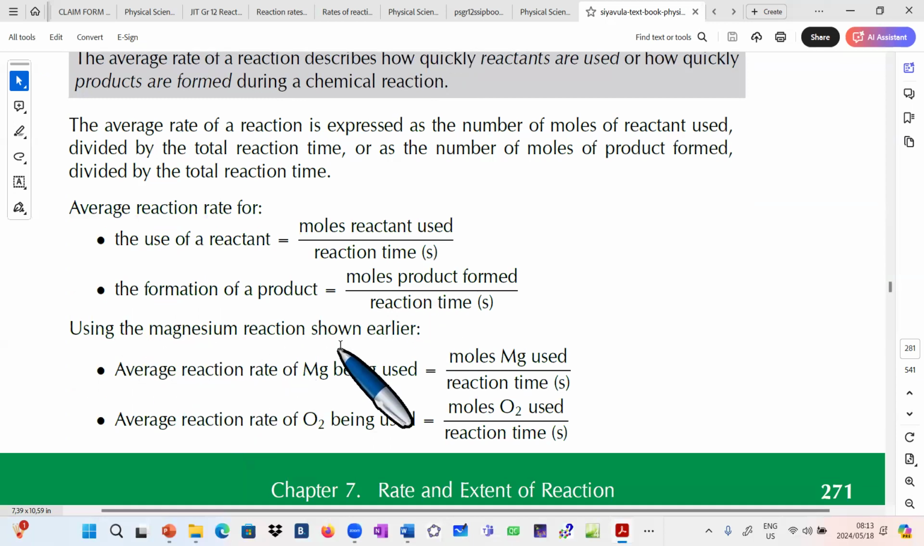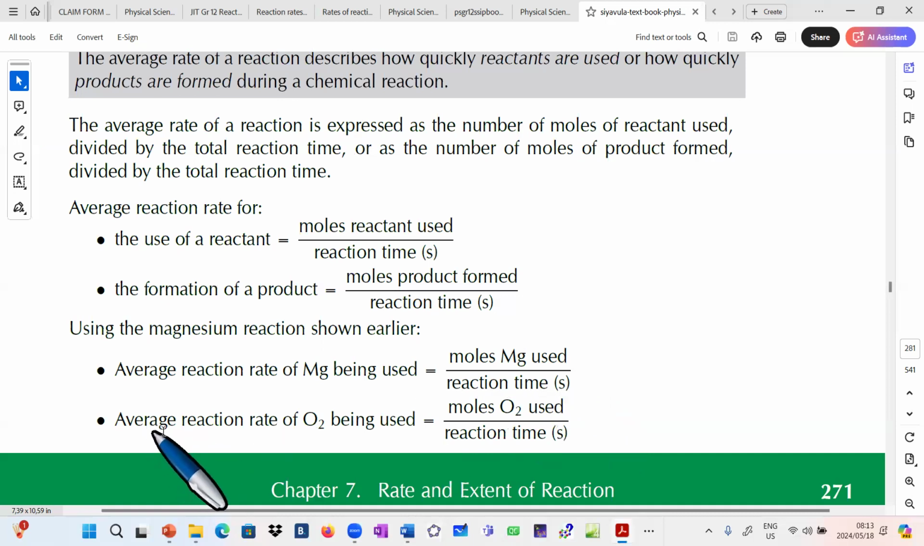Using the magnesium reaction shown earlier, we look at the average reaction rate of magnesium being used. In that reaction of magnesium and oxygen, the average reaction rate is the moles of magnesium used divided by the reaction time. In other words, the average reaction rate of magnesium being used is moles of magnesium used divided by reaction time in seconds.